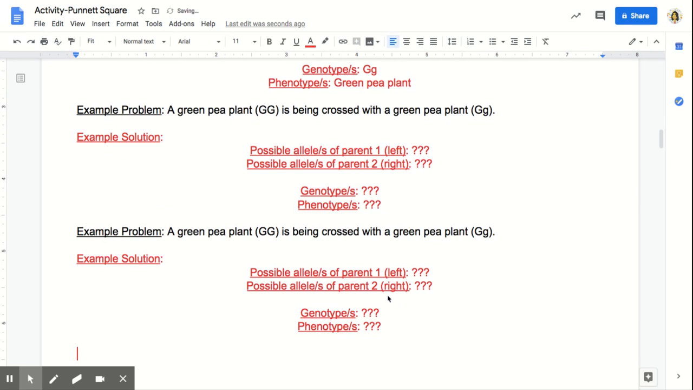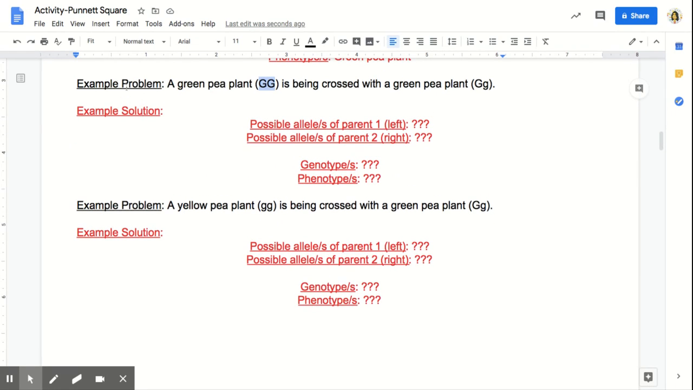if we have a yellow pea plant, which is a homozygous recessive, and a green plant which is heterozygous. Okay, so the solution in here would be the same, only that we're changing the alleles. So let's do first this example.